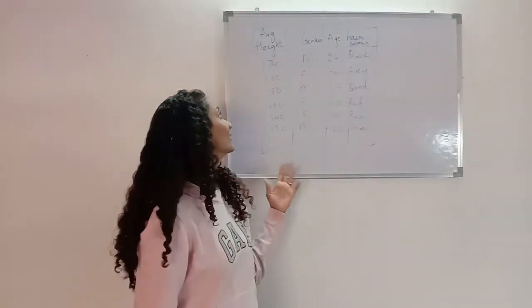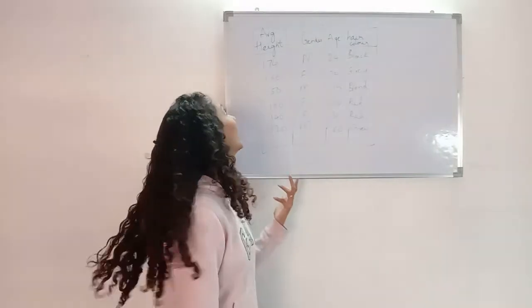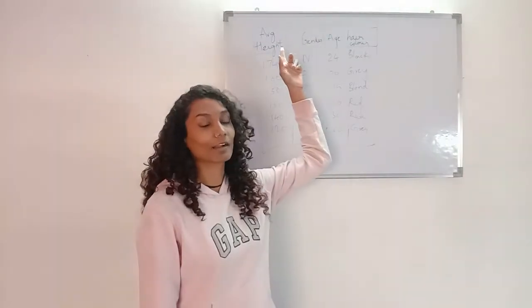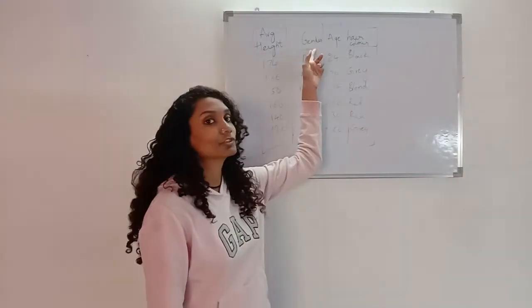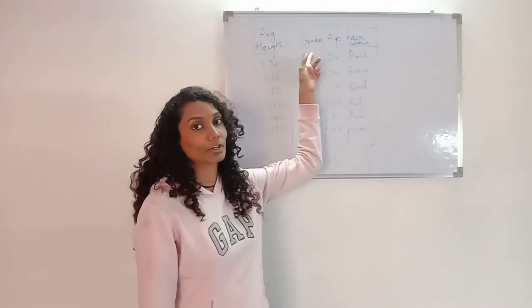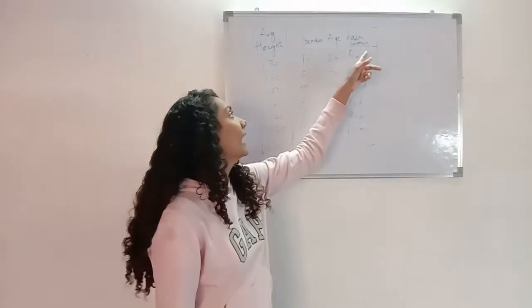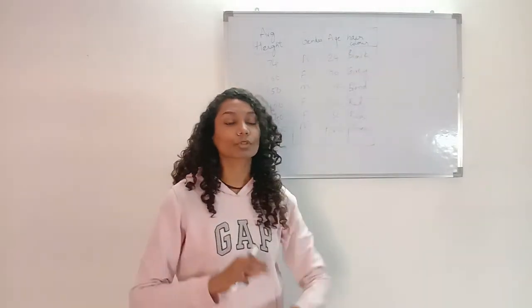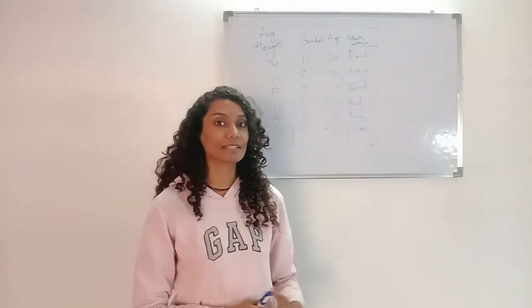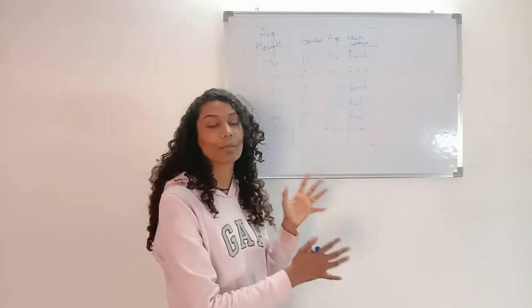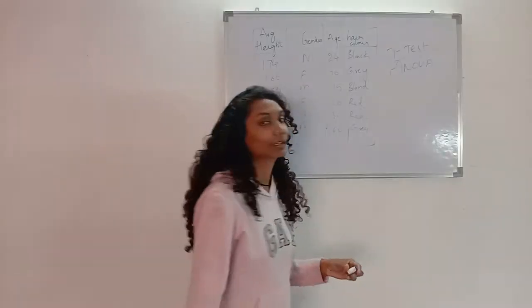We have sample data here, and average height is a continuous variable. We have gender, which is a binomial categorical variable. We have age, which is a continuous variable again, and we have hair color. So I'm going to talk about how to see if there is any relationship amongst these four variables.